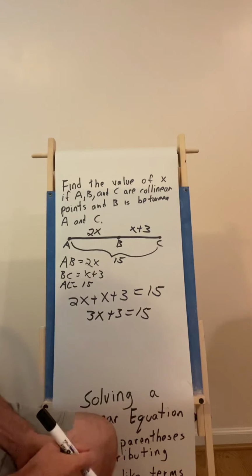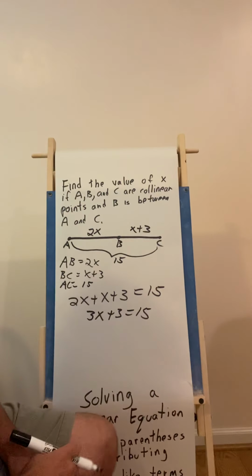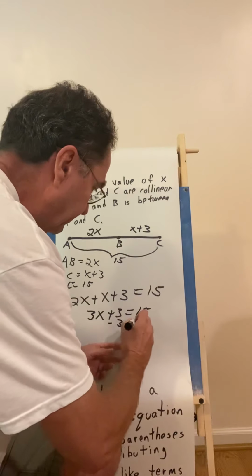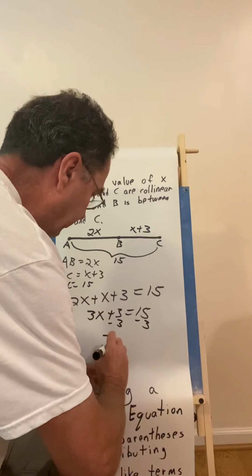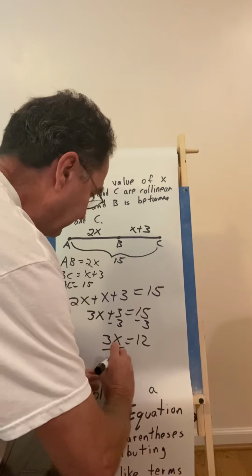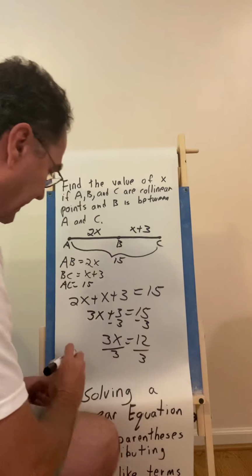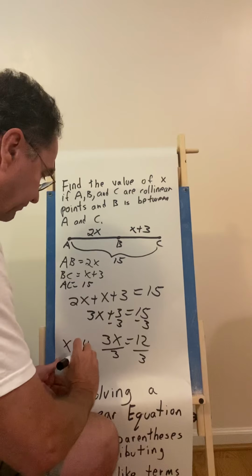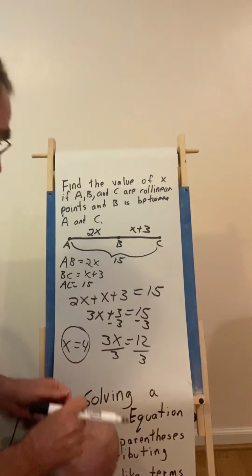Now what we have is just a two-step equation, which I hope you're confident in solving. Let's minus the 3. We have 3x equals 12, and then finish by dividing by 3. And I'm going to write it over here. We end up getting x equals 4 as our answer.